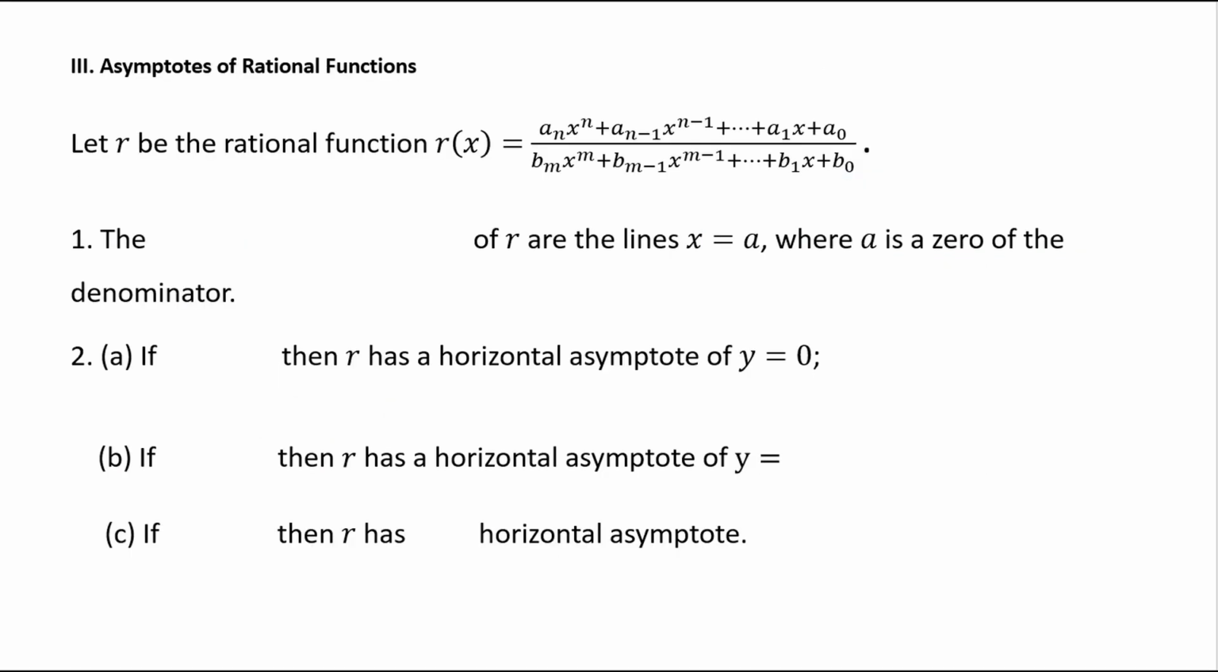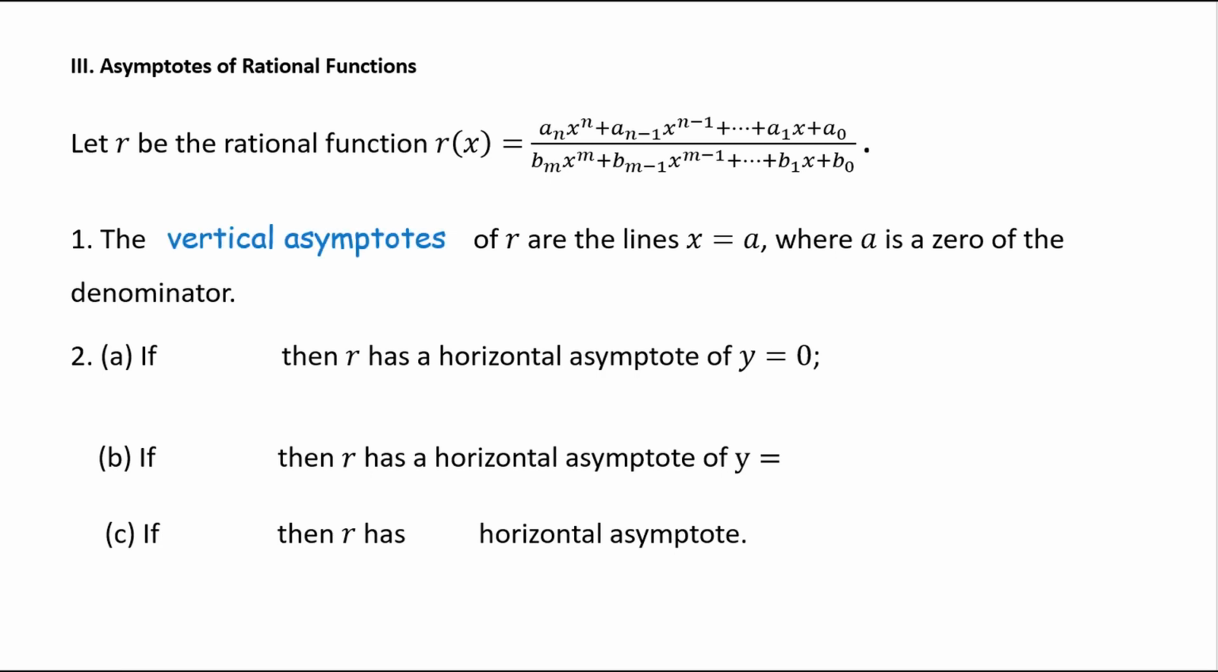Roman numeral 3, asymptotes of rational functions. Let R be the rational function R of x equals a sub n x to the n plus a sub n minus 1 x to the n minus 1 plus ... plus a sub 1 x plus a sub naught divided by b sub m x to the m plus b sub m minus 1 x to the m minus 1 plus ... b sub 1 x plus b sub naught.